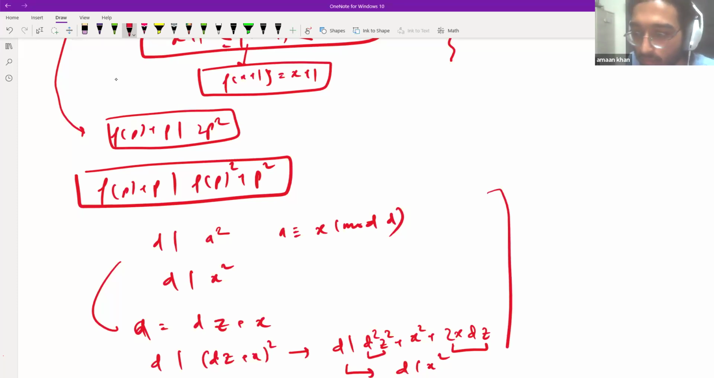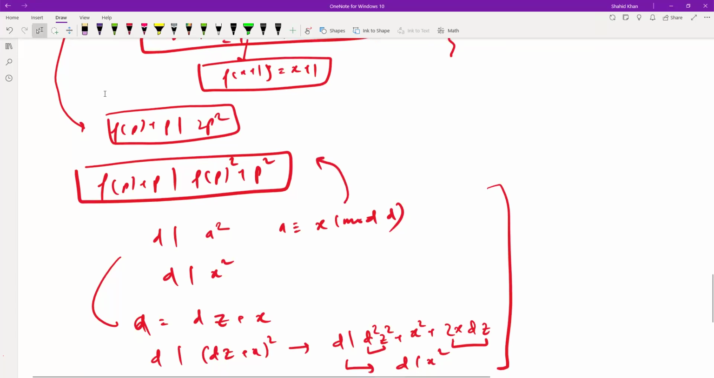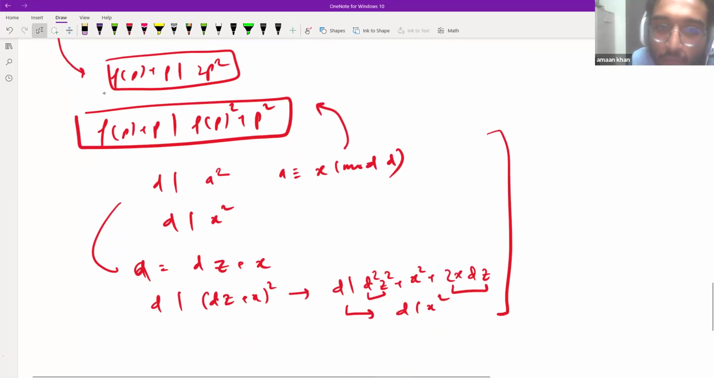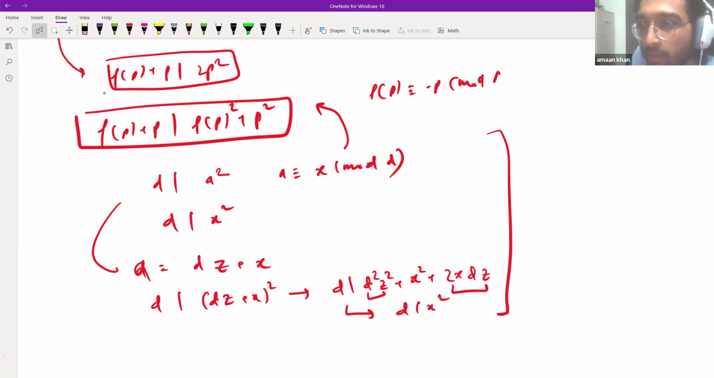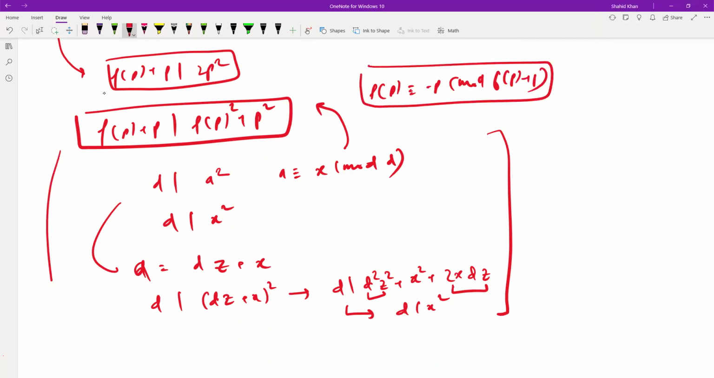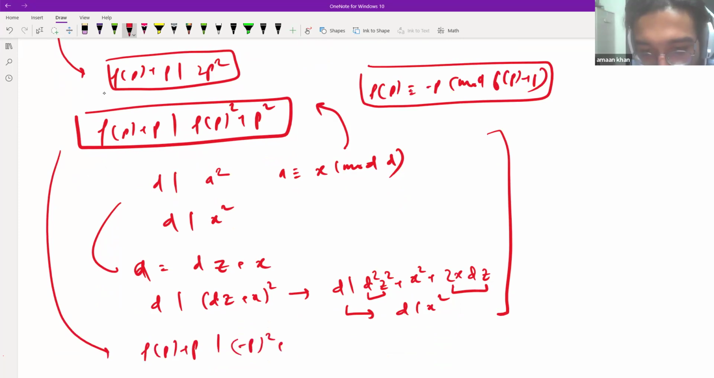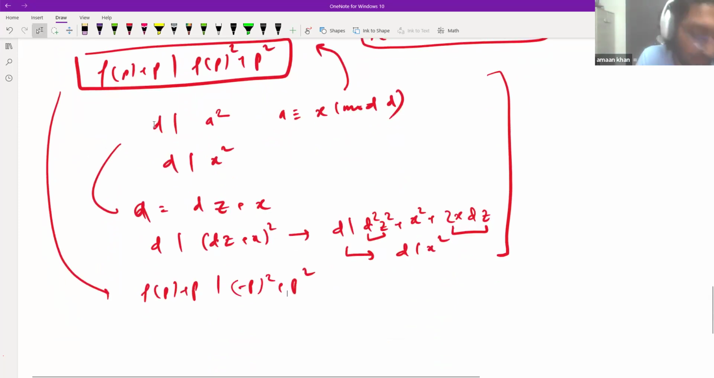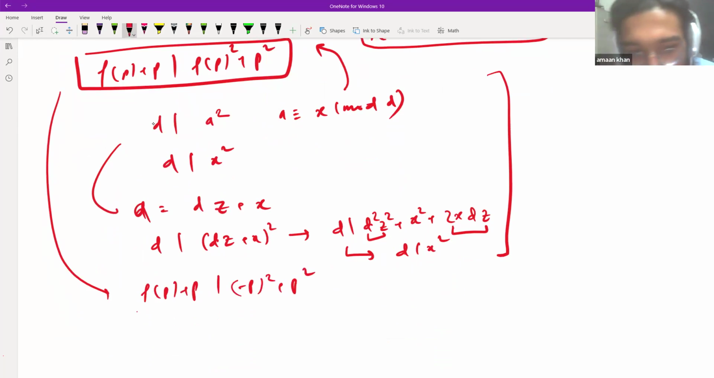Is this fine? Yeah, this is clear. That's exactly what I'm doing here. So I'm basically just substituting f of p by minus p because f of p is congruent to minus p mod f of p plus p. Okay, got it. So we have this. Now do you get it, whoever was writing in the chat? This is fine, I think.